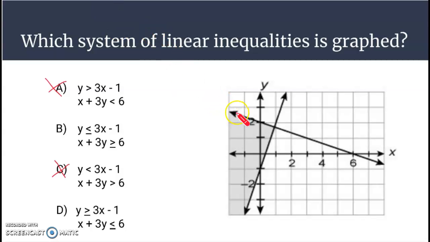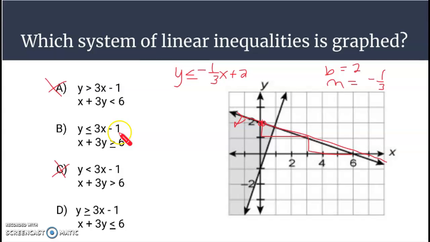Let's look at this first line here. Right here, highlight that in red, has a y-intercept of 2, b equals 2. And we tend to go down 1, right 3, down 1, right 3. So the slope would be -1/3. All right, so that inequality, y, and then -1/3 x plus 2. And since it's a solid line and we're shading below it, less than or equal to. I don't have one of those choices there for B or D, but we may have to do some manipulation to find it.